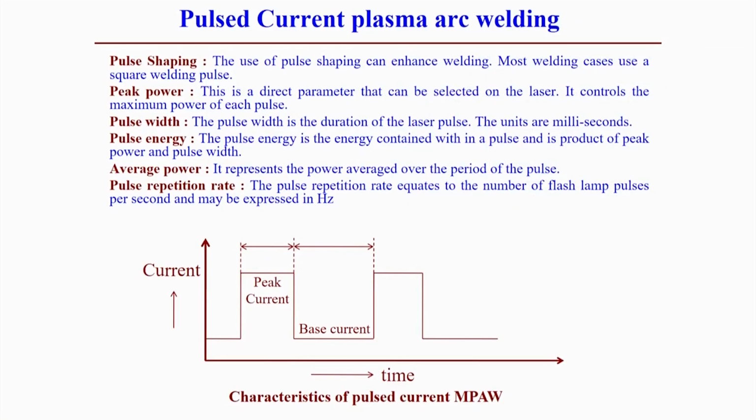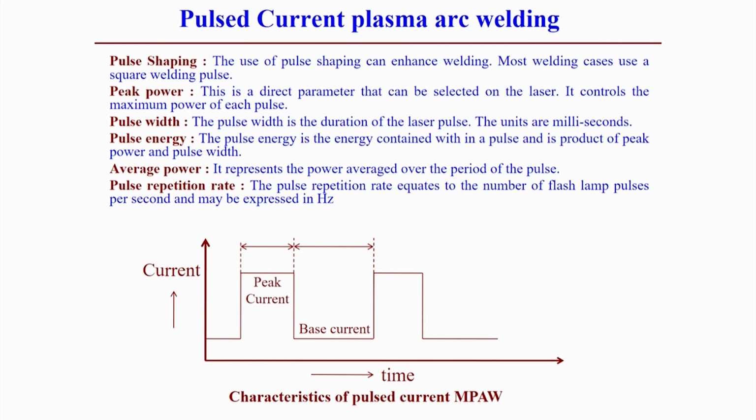Like the laser welding process, plasma current can also be made in pulse form, but the pulse shape used in most welding cases is square. It is very difficult to control the shape of the pulse in plasma welding like in the laser welding process. So, there is not much variation of the pulse shape possible in the microplasma arc welding process.